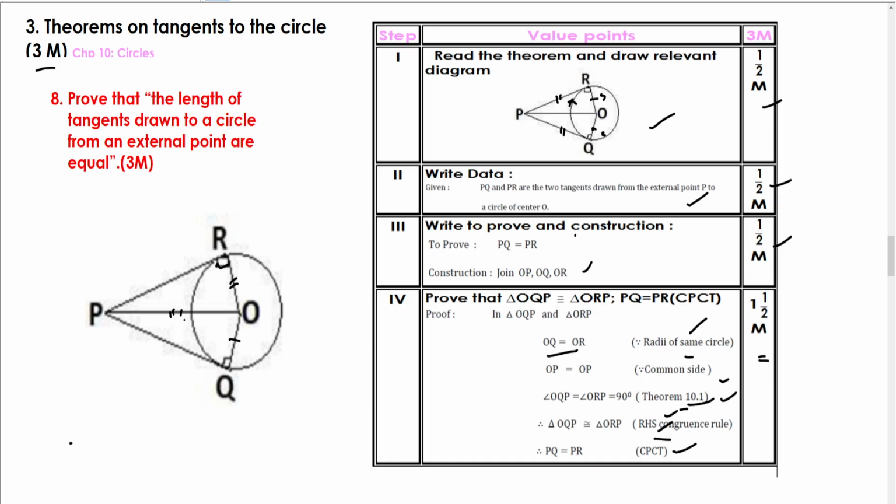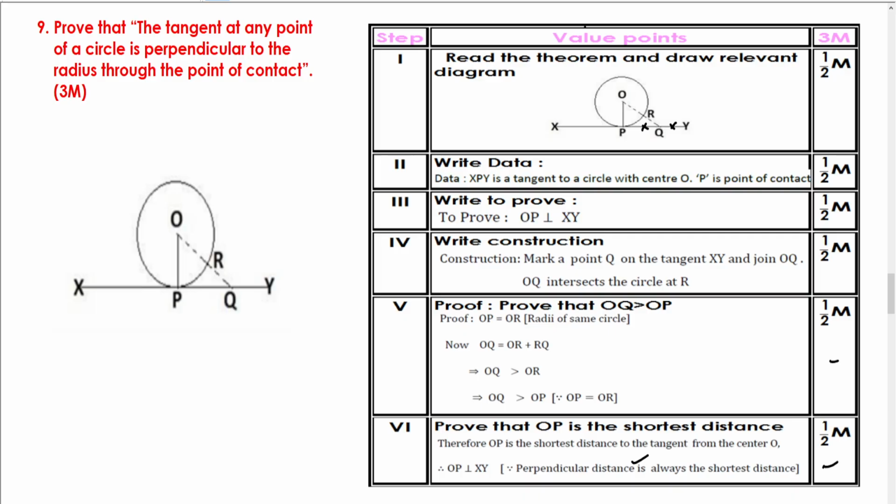See, in RHS, which means right angle, hypotenuse, side, if there is a right angle triangle, and the hypotenuse and one other side are equal, then the triangles will be congruent. You studied it in the 9th standard. Therefore, by CPCT, you can say that PQ is equal to PR. I hope you understood the theorem. If you don't understand it, rewind it and see it again. You will understand it better. Move on to the 9th question.